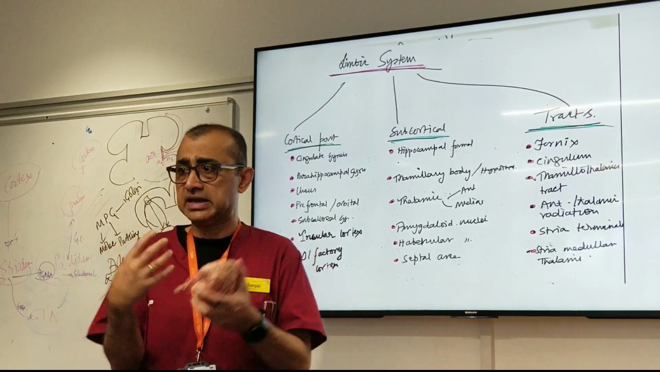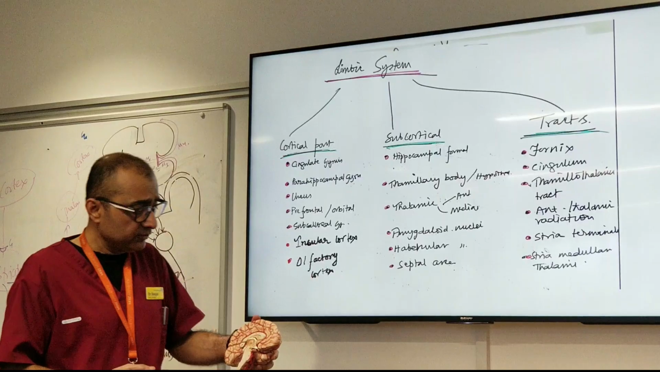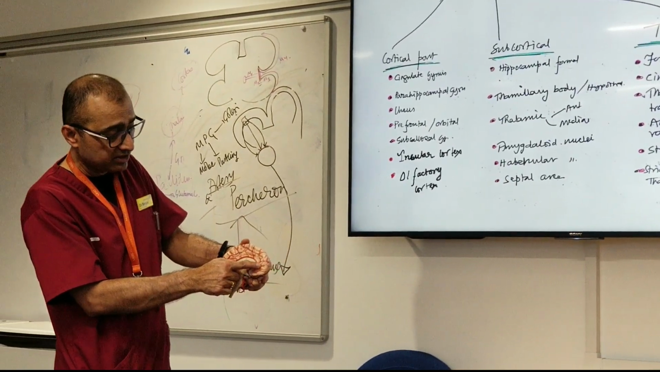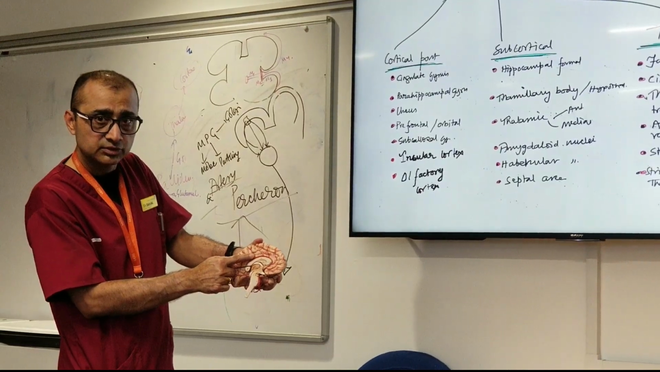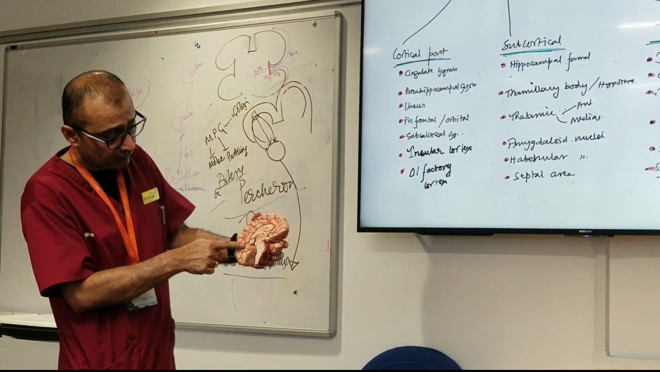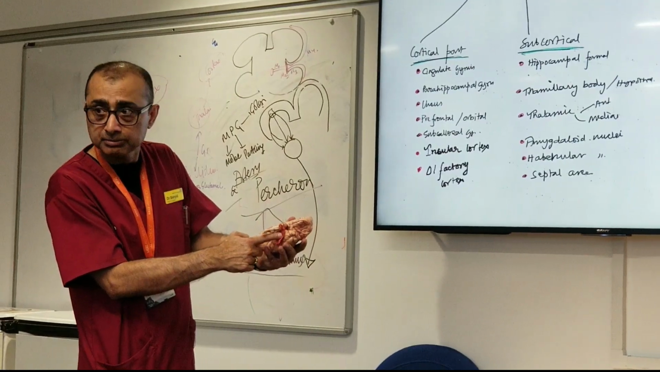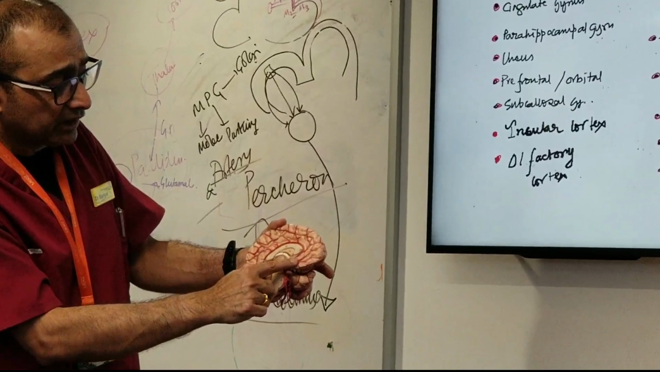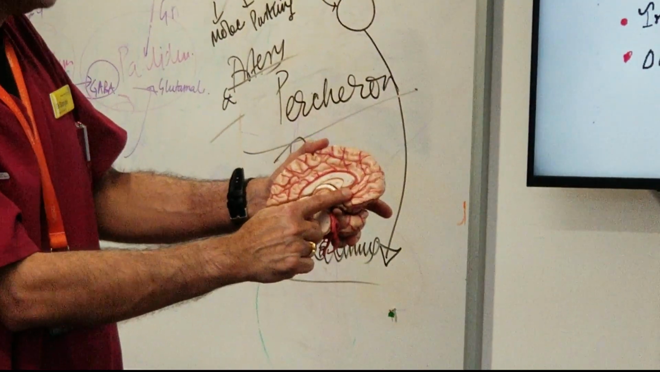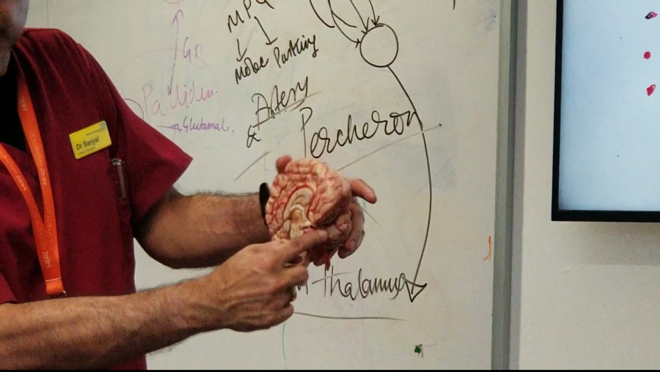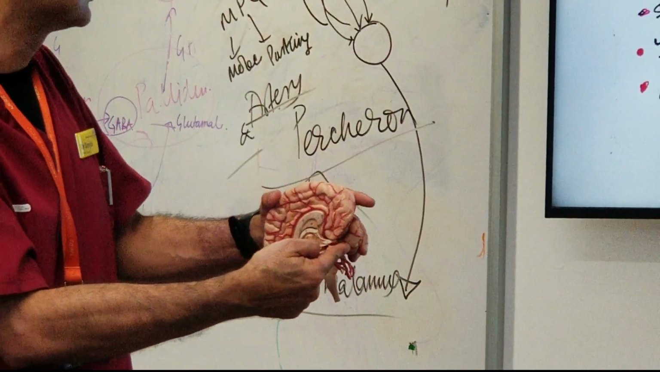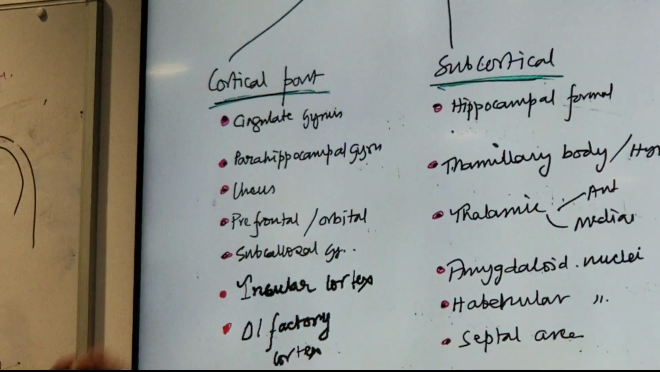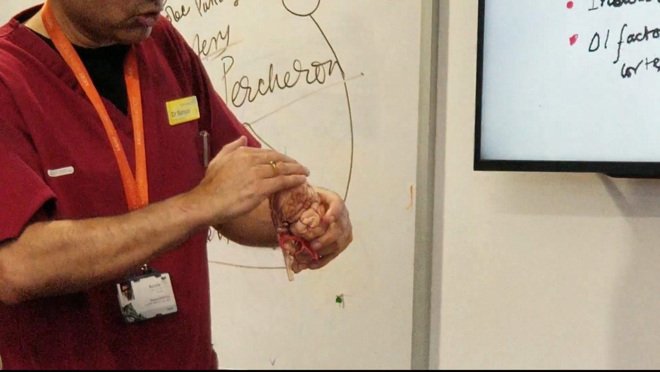It's in the center, okay? And if you look at it, that's the limbic system. So we have got the cingulate gyrus, okay? This cingulate gyrus will flow into the parahippocampal gyrus, okay? That's the part, and then at the front, which is called the subcallosal gyrus, and the uncus is the tip of the temporal lobe. So cingulate gyrus, parahippocampal gyrus, uncus, prefrontal, and the orbitofrontal.